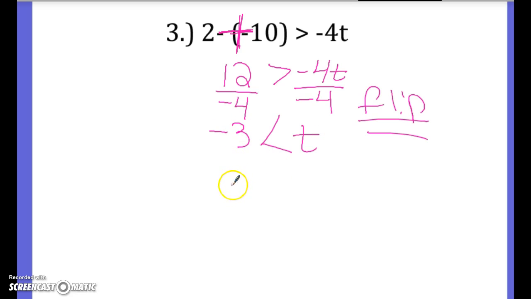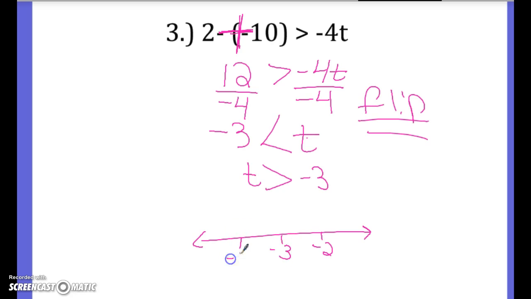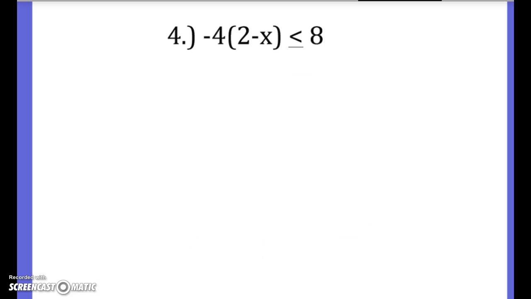But again, I like my inequality on the left. This time the open side is touching the t, so I have t is greater than negative 3. And again, we're going to graph it. Going backwards, negative 2, negative 3, negative 4. This time it's an open dot going to the right because those numbers are all greater than.